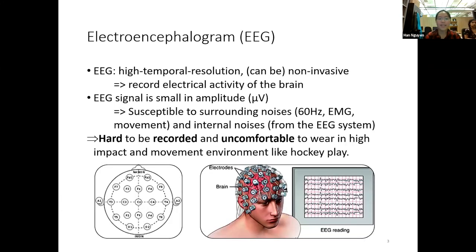So you may wonder what EEG is. It's basically a high temporal resolution method to record electrical activity of the brain. It can be non-invasive, and that's the way we go with it. EEG signal is small in amplitude, usually only microvolts, so it's very susceptible to surrounding noises, such as 60 hertz AC noise, EMG movement, and internal noises from the EEG system. EEG is hard to record and may be very uncomfortable to wear, especially for a long time in high impact and movement environments like hockey games. Next slide.